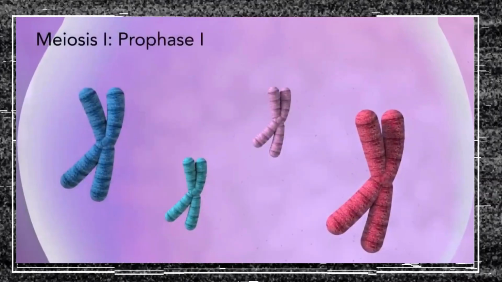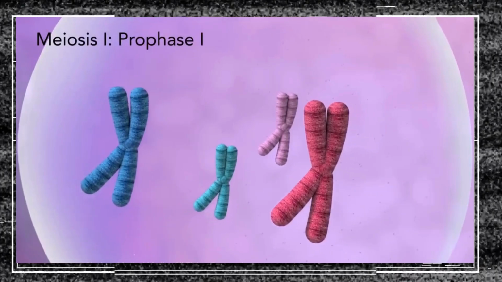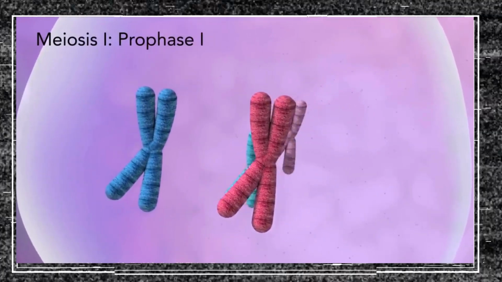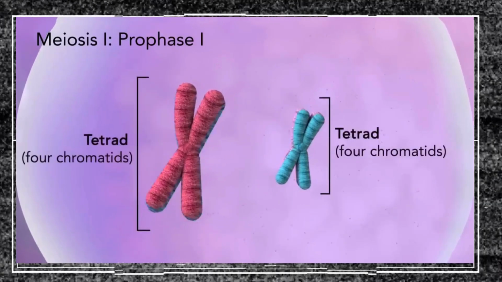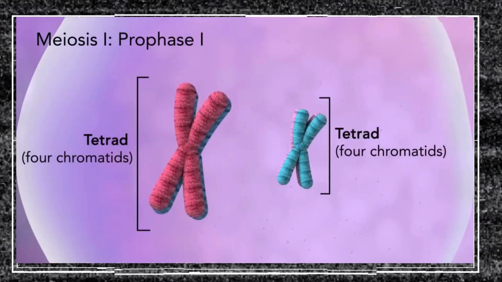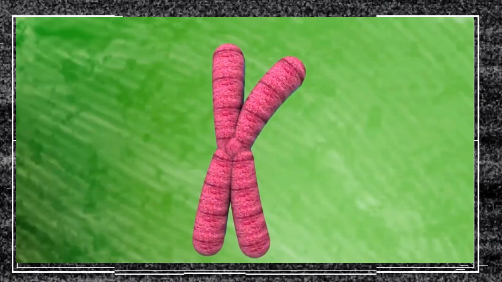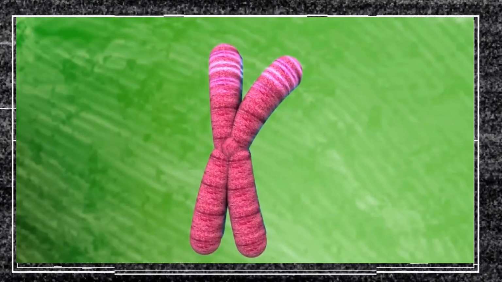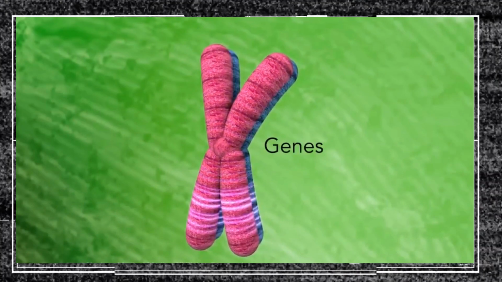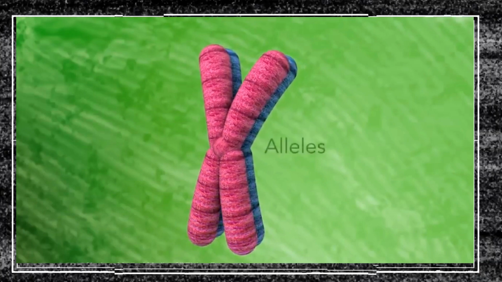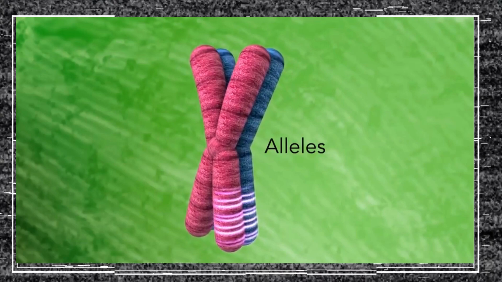In a process called synapsis, each chromosome pairs up with and binds to its corresponding homologous chromosome, forming a tetrad. A tetrad is the group of 4 sister chromatids in paired homologous chromosomes. The chromosomes contain genetic information, called genes. These genes were inherited from each parent. And different versions of the same gene on each chromosome are called alleles.